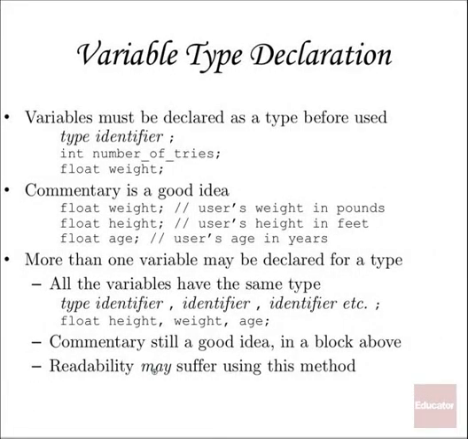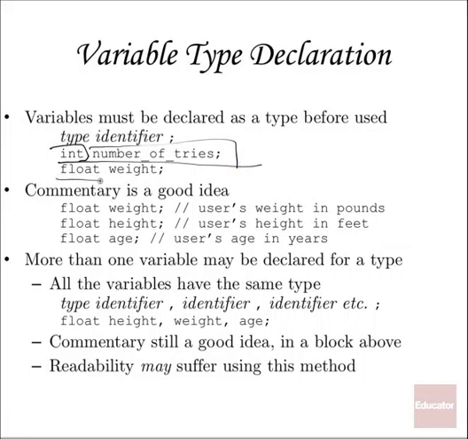We need to declare some variables before we use them. In other languages, you just go ahead and start using variables, and the compiler says, oh, here's a new variable. In C++, you need to declare it first, and you need to tell it what type it is. So here we have an integer, number of tries. The syntax is the type goes first, and then your identifier goes next.